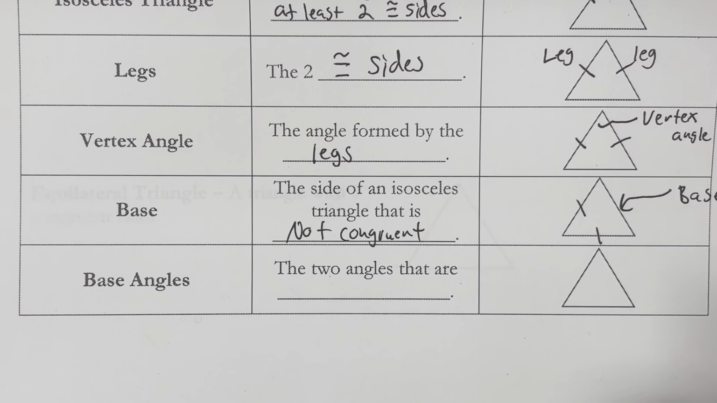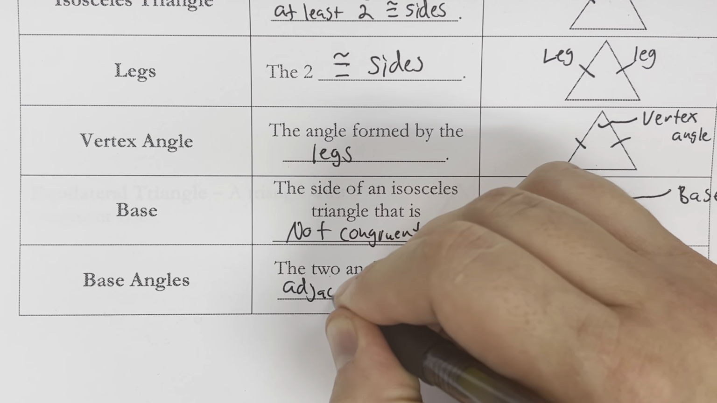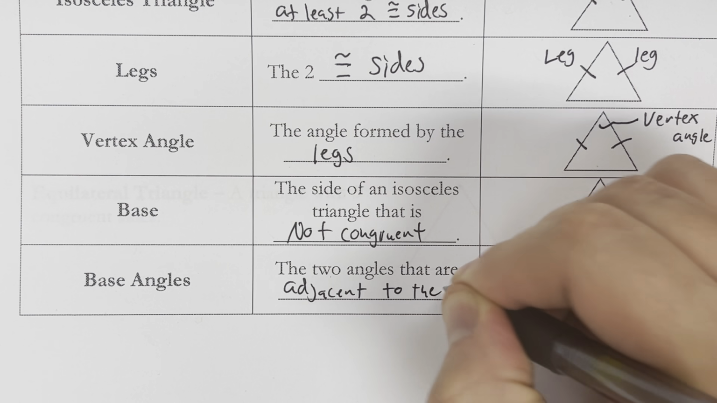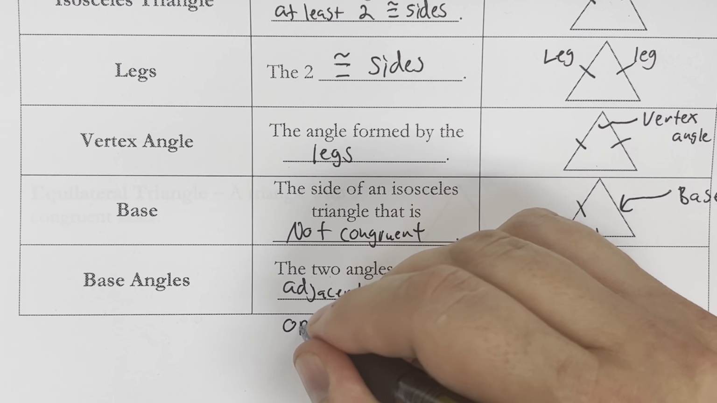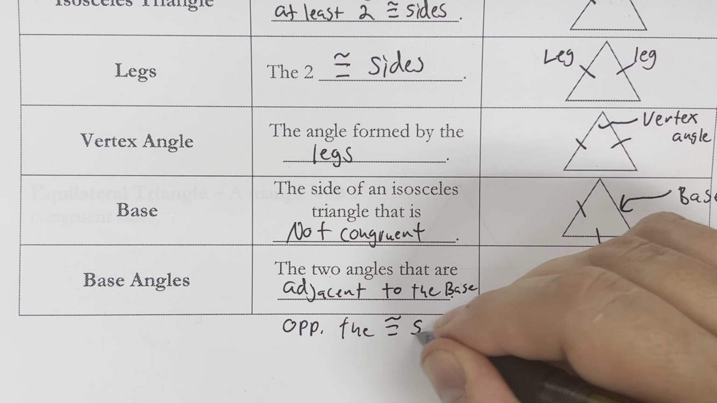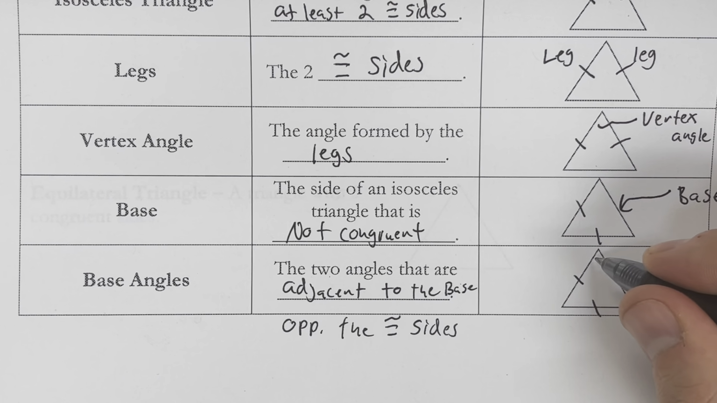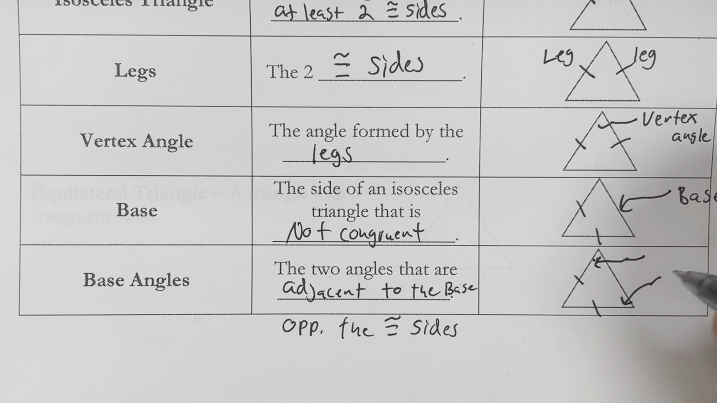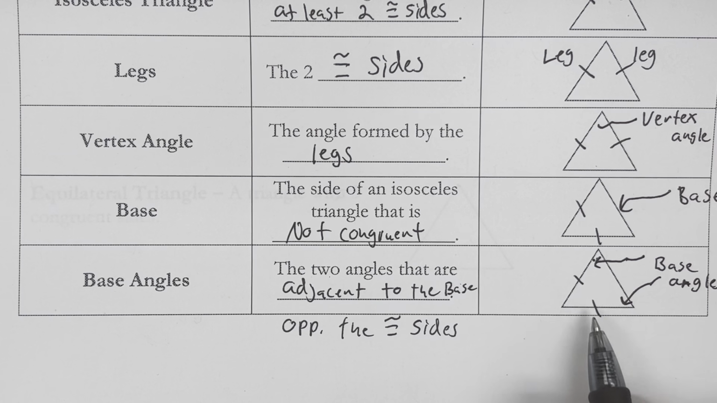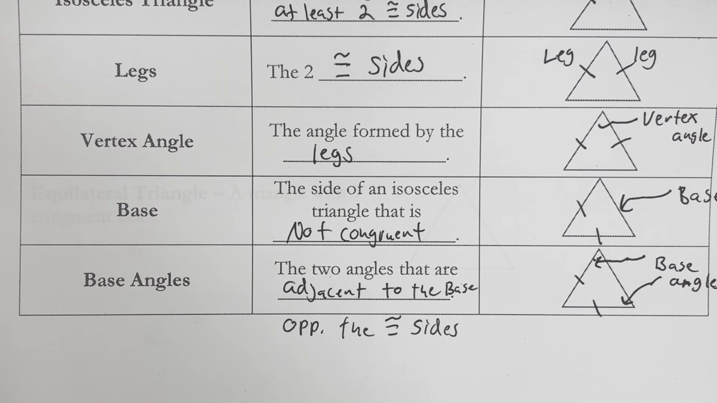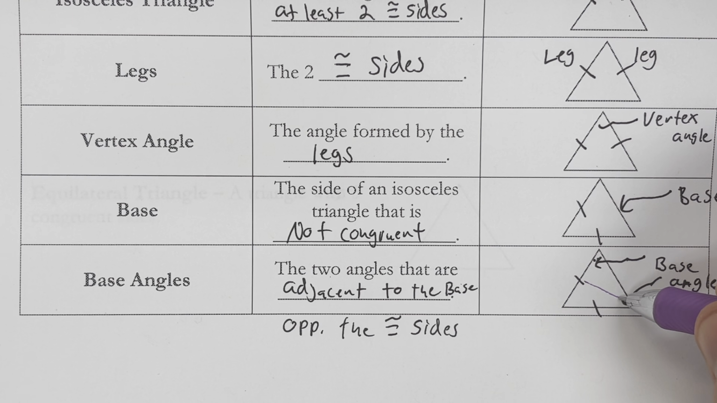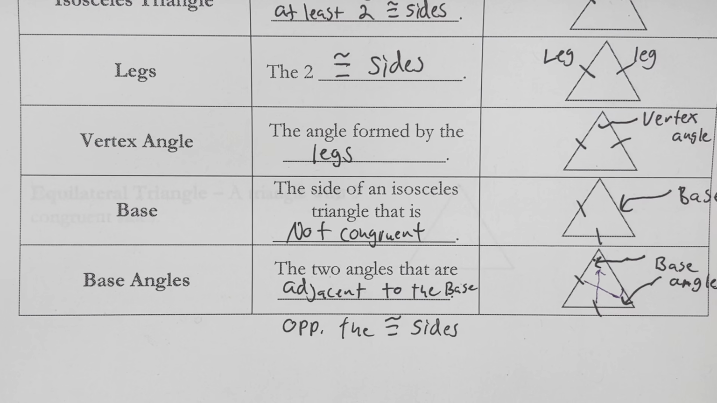And the base angles are the two angles that are adjacent to the base, and they are also opposite the congruent sides. So again, I'm going to draw this so that the base is not at the bottom. So here's my two congruent sides. So these two angles, bam and bam, those would be the base angles in this diagram. So they're adjacent to the base, they're opposite the congruent sides. When we say they're opposite the congruent sides, if I look at the congruent side, if I go to the opposite angle, that's opposite, opposite, all right?